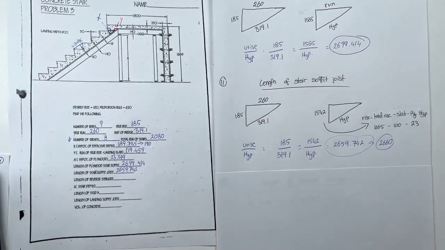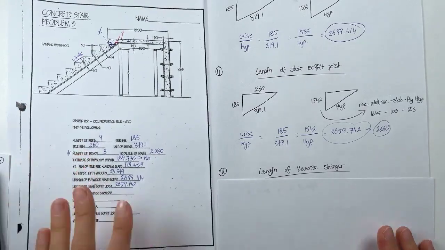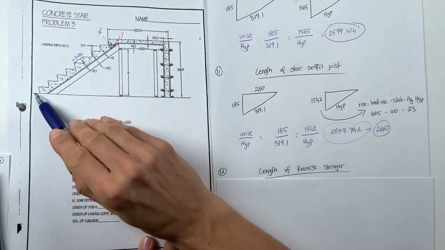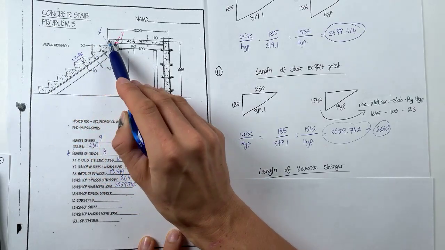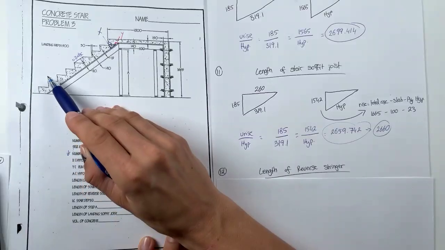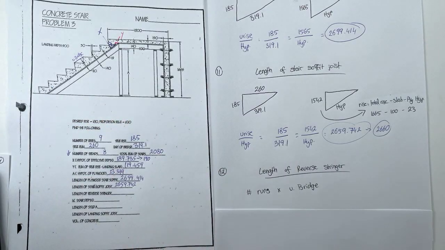Okay, next. The length of the reverse stringer. So the stringer that is out of wood that you will be cutting, that basically lives above your concrete stairs and gives it the shape, we need to find out how long that is. We find that by taking the number of runs and multiplying that by the unit of bridge.